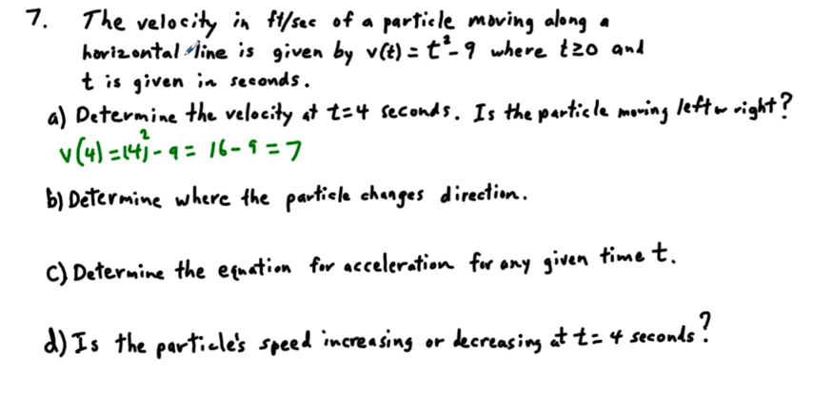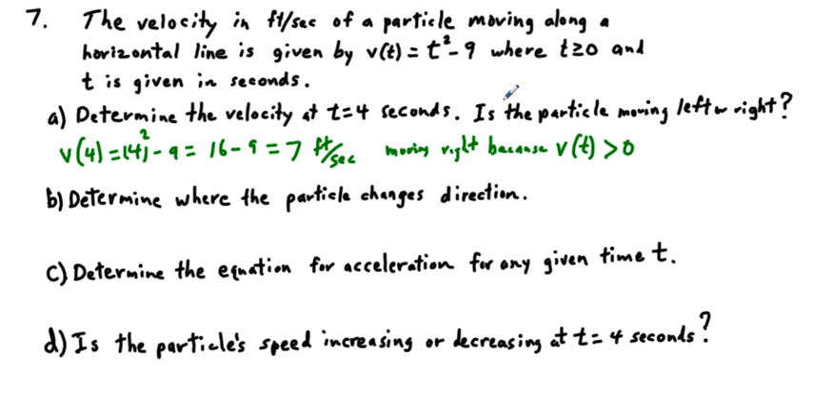We're moving along, so we'll say 7 feet per second. Okay, and we'll say moving right. Moving right is positive, right? Moving right because v of t is greater than 0.